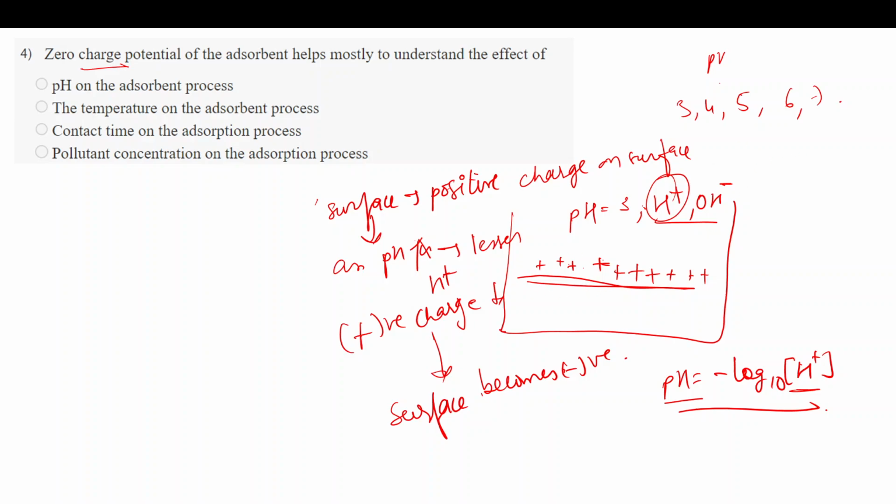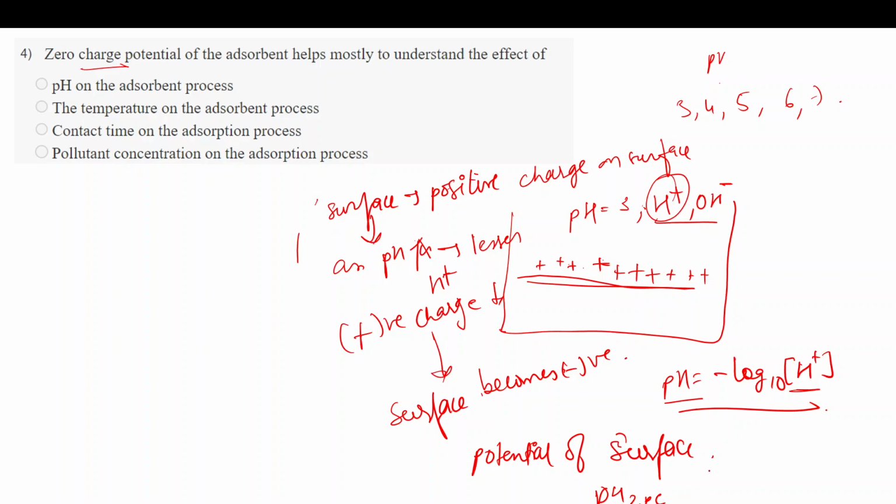So there is a transition from positive charge of the surface to negative charge of the surface, which is defined by the potential of the surface or the adsorbent. Now, the zero charge potential is nothing but that transition from a positively charged surface to a negatively charged surface. So there will be a pH at which the surface has no charge. That point is known as the point of zero charge, pH ZPC.